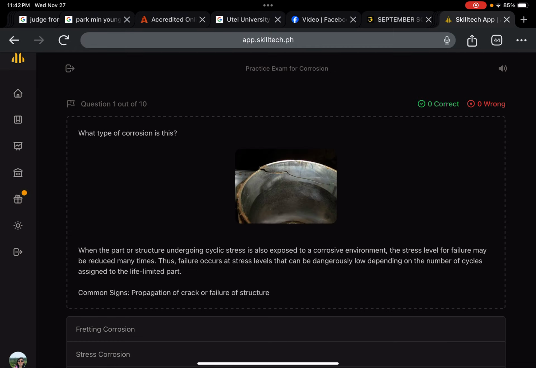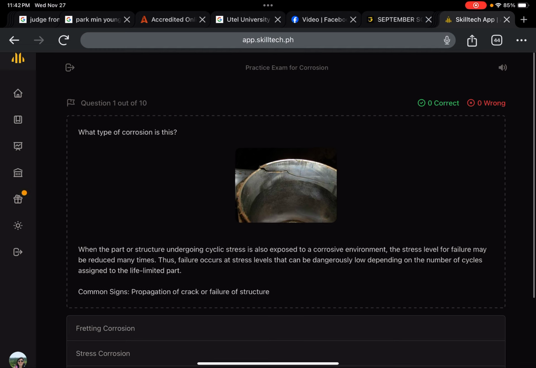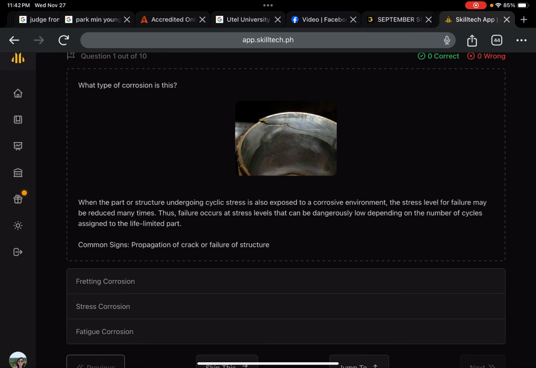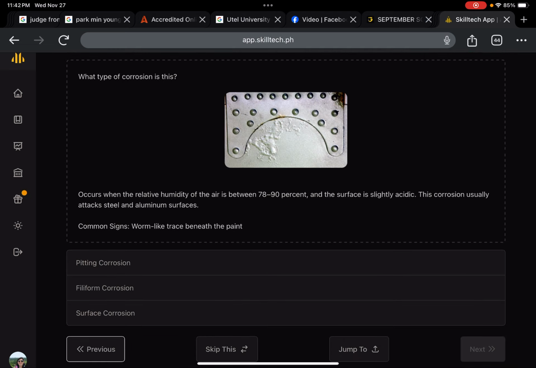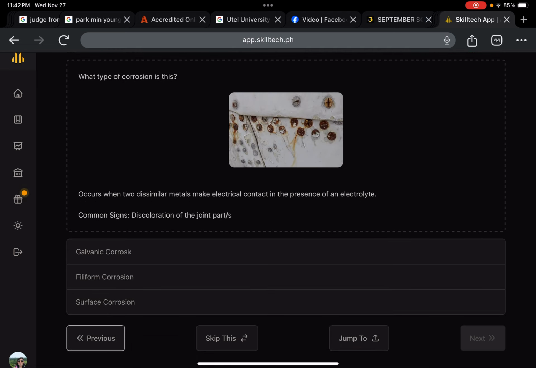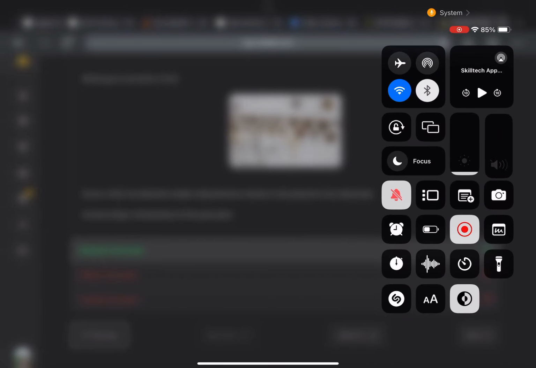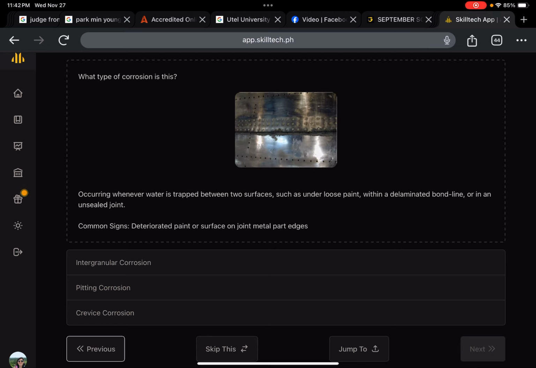This is the type of corrosion. So when we say in the corrosive environment, that is the fatigue. When it's corrosive, it's in the fatigue. We have here filiform. We also have here discoloration of the joint, or galvanic, when there's two dissimilar things going on. Then we have here when water is trapped, that should be crevice.